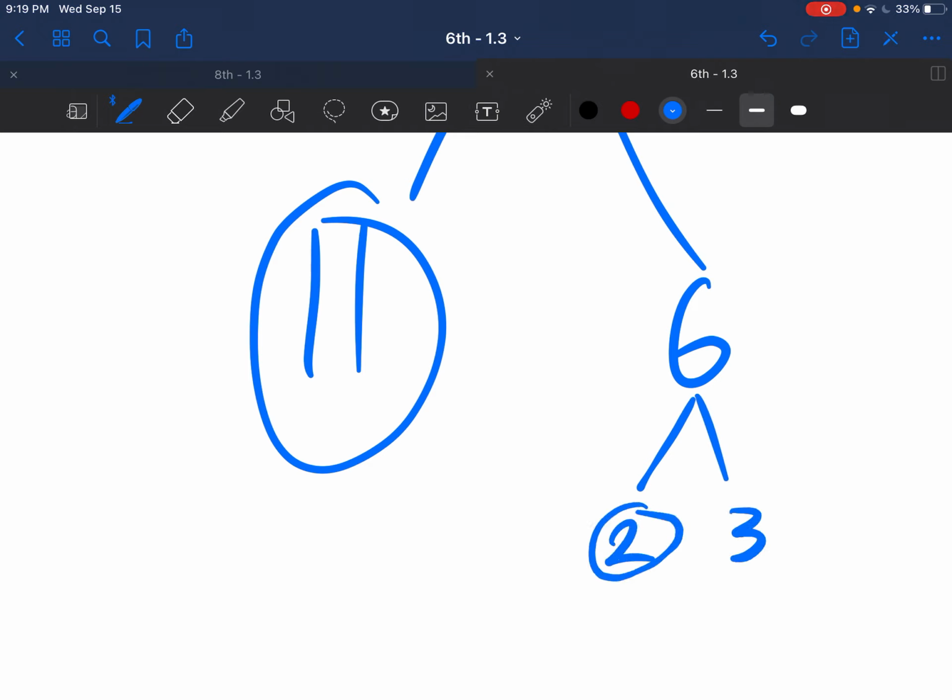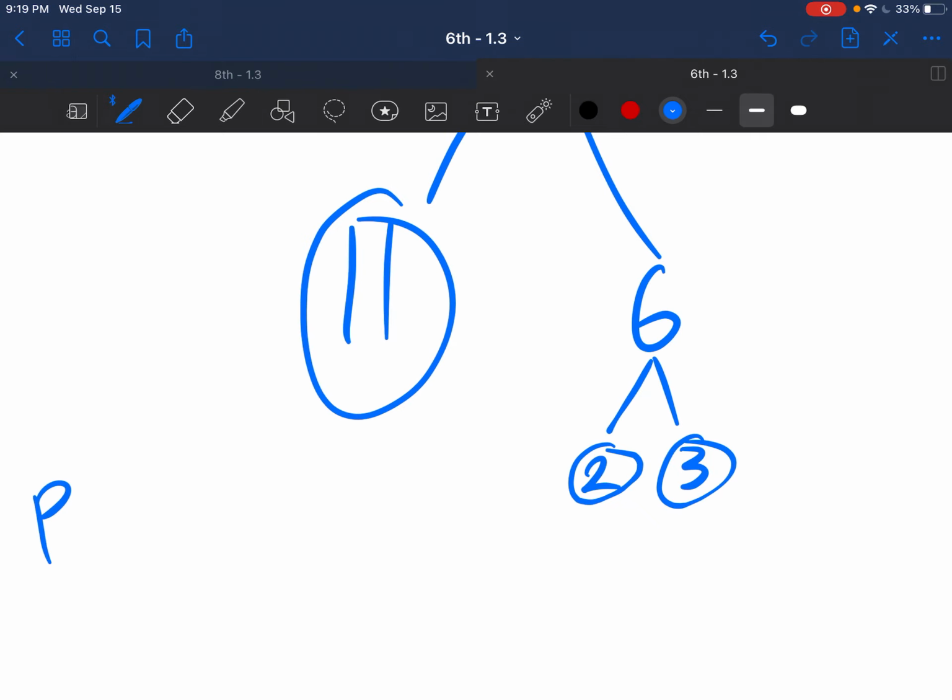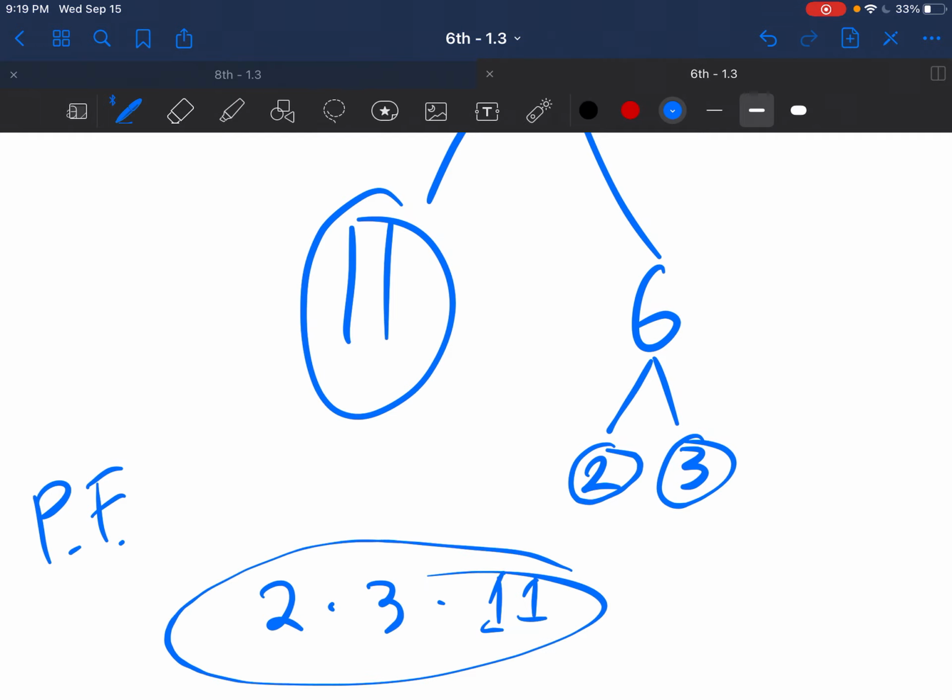We know 2 is a prime number. We know 3 is a prime number. So now all I got to do is multiply these. The way you want to do your prime factorization is you want to put them in order. So 2 times 3 times 11. And that, ladies and gentlemen, is how you do prime factorization.